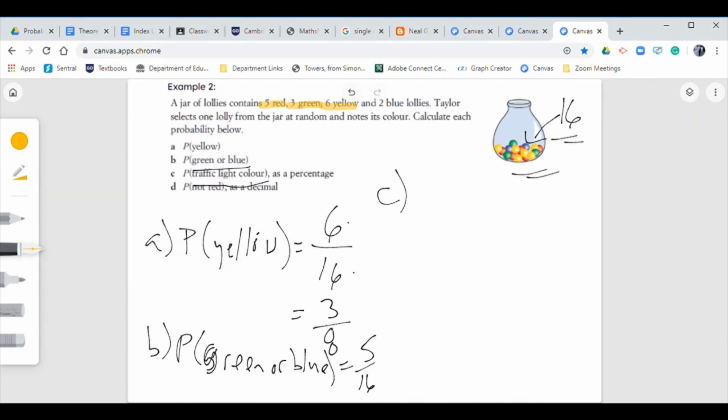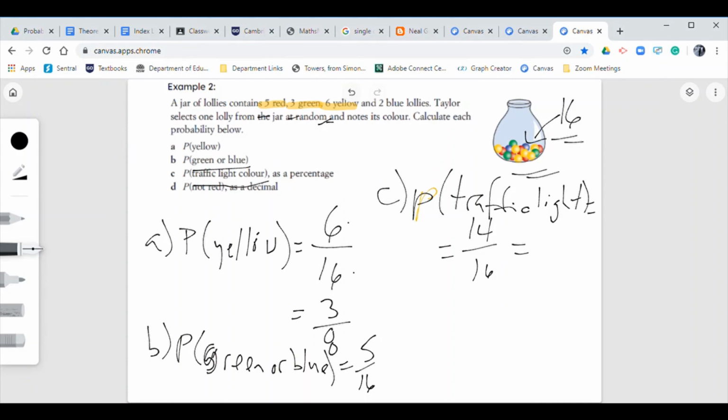So our probability of a traffic light color would be equal to, we're looking at the 16 total. What's 5 plus 3? That's 8. And 8 plus 6 gets us to 14. So our probability of a traffic light is 14 over 16, which can be reduced if I divide them both by 2 to 7 over 8, and I've written it in its lowest form.